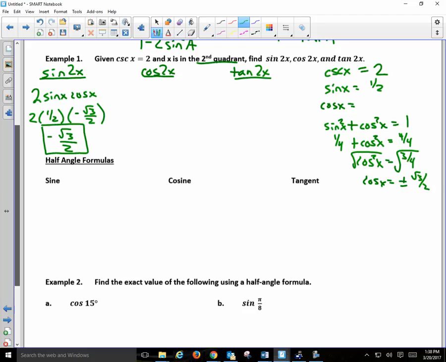You get to choose which of the 3 you want to use for cosine of 2x. I'm going to choose to use 1 minus 2 sine squared because it's a free country. I can do whatever I want. So 1 minus 2 times, what is sine squared? 1/4. Sine is 1/2, so sine squared is 1/4. 2 times 1/4 is 1/2, and 1 minus 1/2 is 1/2.